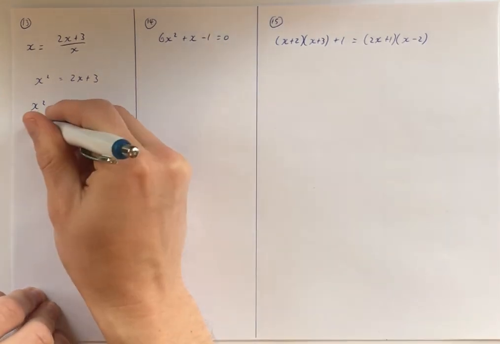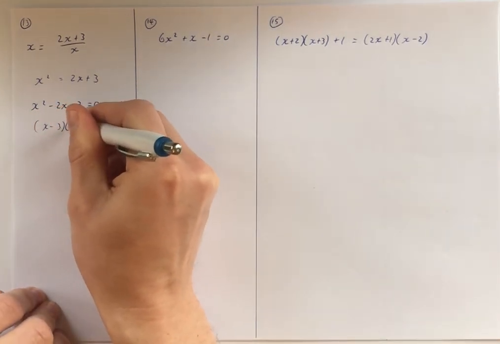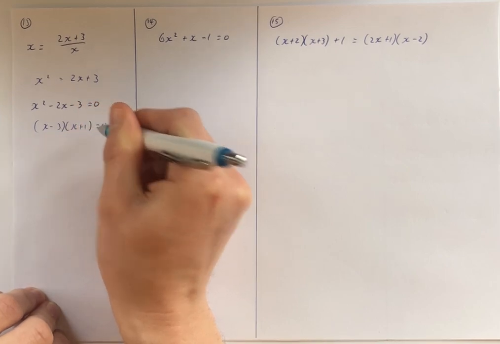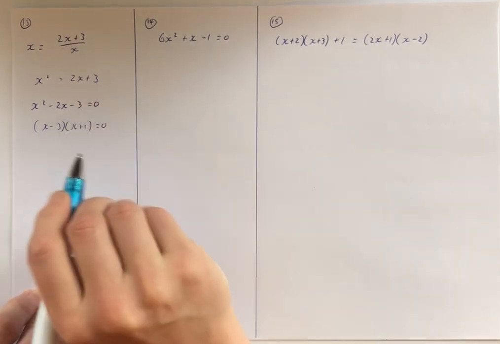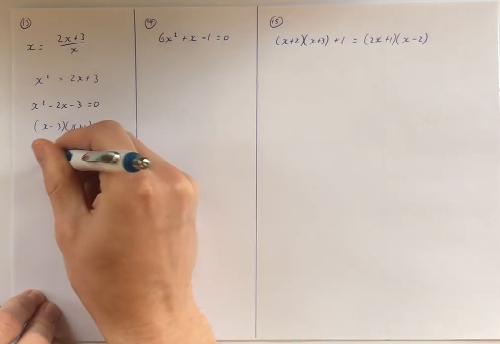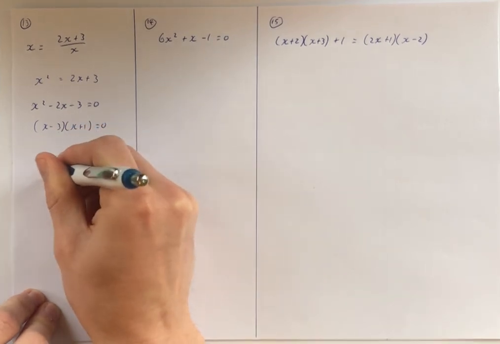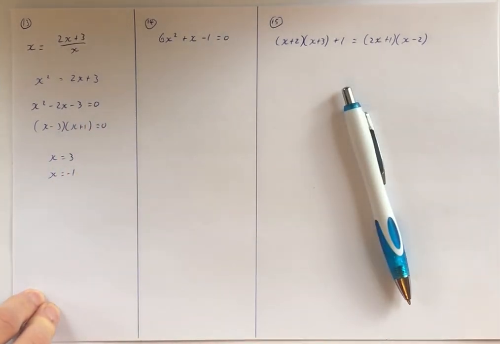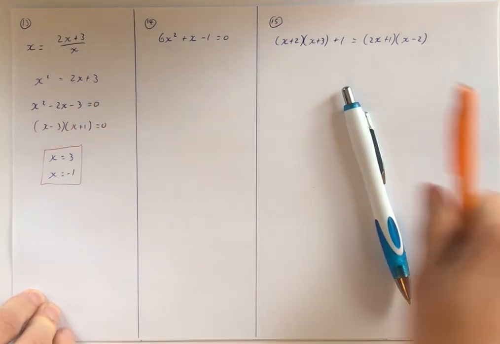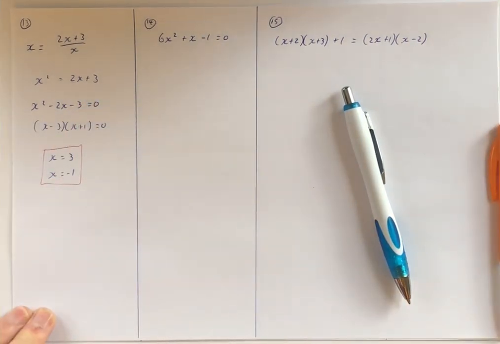Now we can factorize x minus 3, x plus 1. Those two numbers multiply to negative 3 and they add to negative 2. So x equals 3 is a solution and x equals negative 1 is a solution. Question 14 is actually pretty easy. It's already equal to 0.